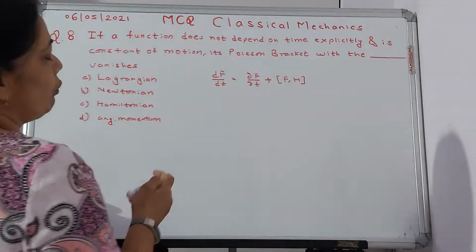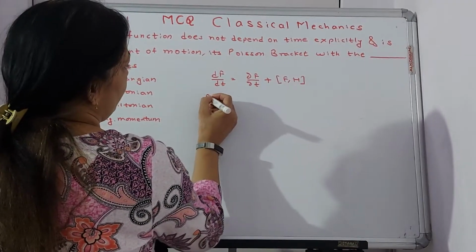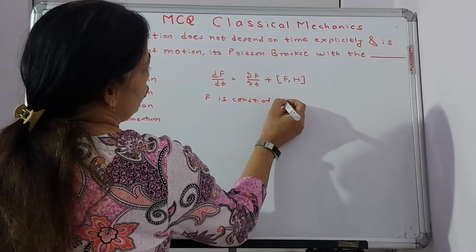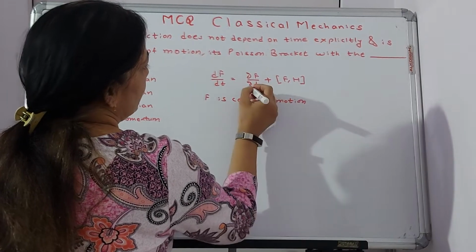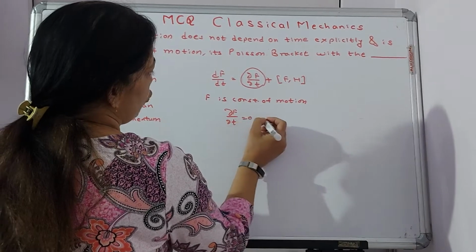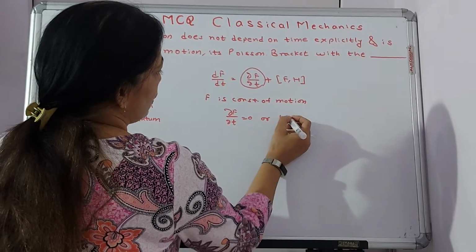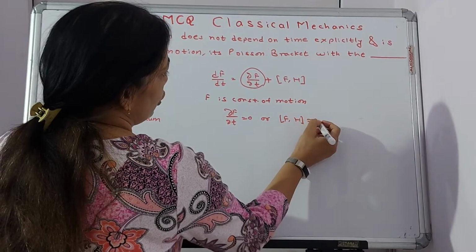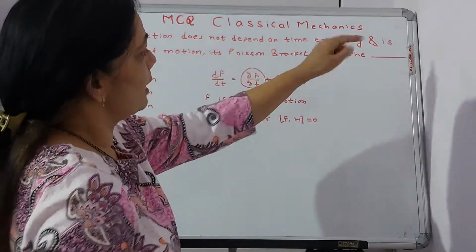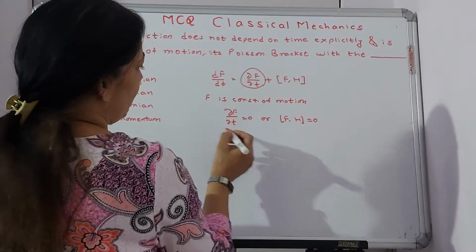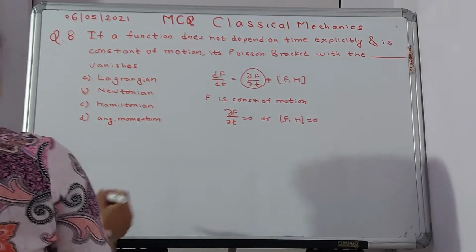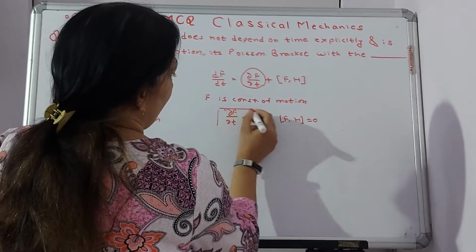So if it is so, then what will happen? If my function f is a constant of motion, what should happen basically? Either this term, which is ∂f/∂t, has to be 0, or the Poisson bracket with the Hamiltonian should be 0. Then we said that the function does not depend on time explicitly also, which means what? ∂f/∂t is also 0. Right? It does not depend on time explicitly, which means this is a valid condition.